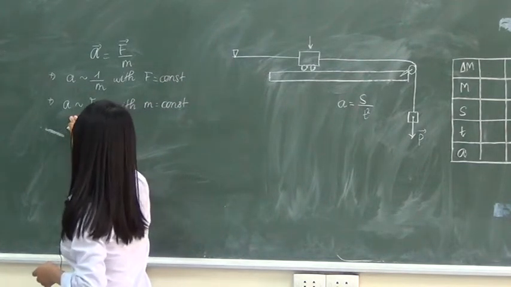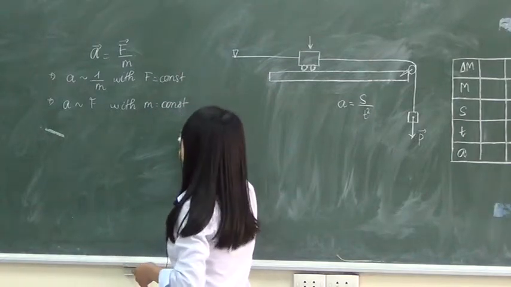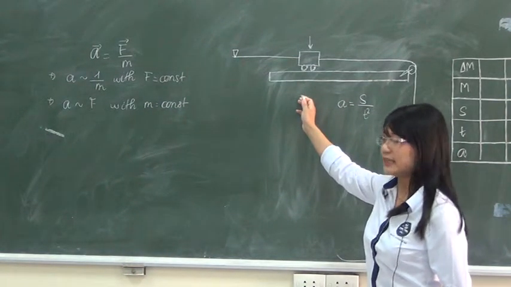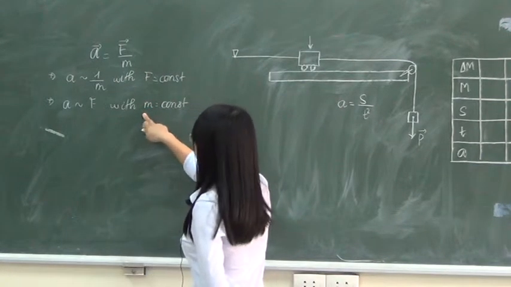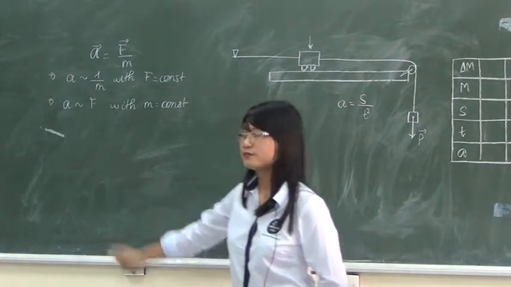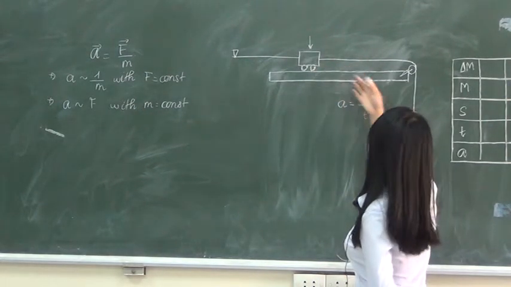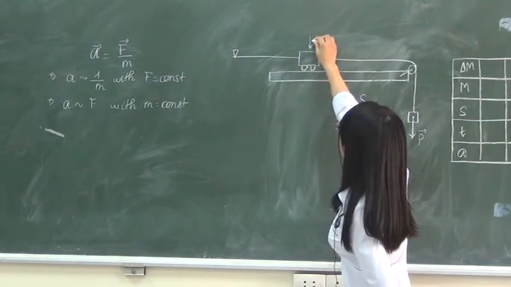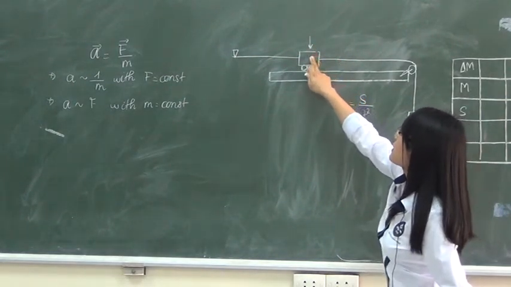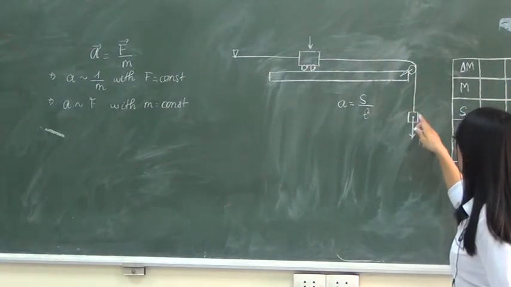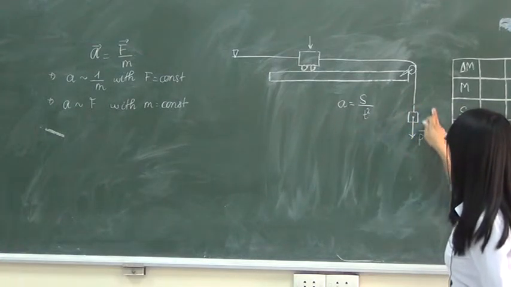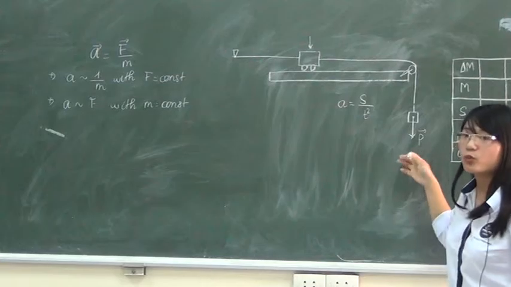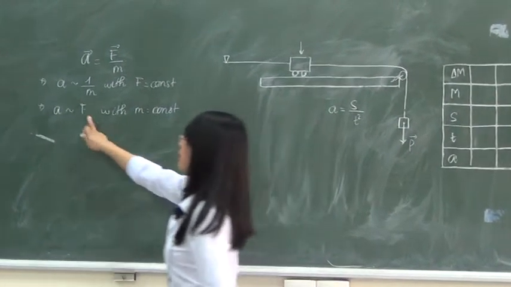And now we move to the case 2. A proportional to F with m is constant. We can use this experiment again, but how we change the F and keep the mass unchanged? It's easily. We can change the adding objects here on the cord to the falling object, and we change the mass of falling objects. The gravitational force will change, and we change the force F.